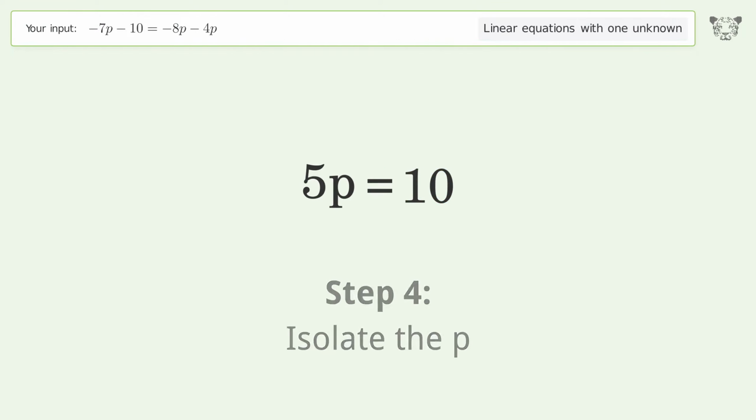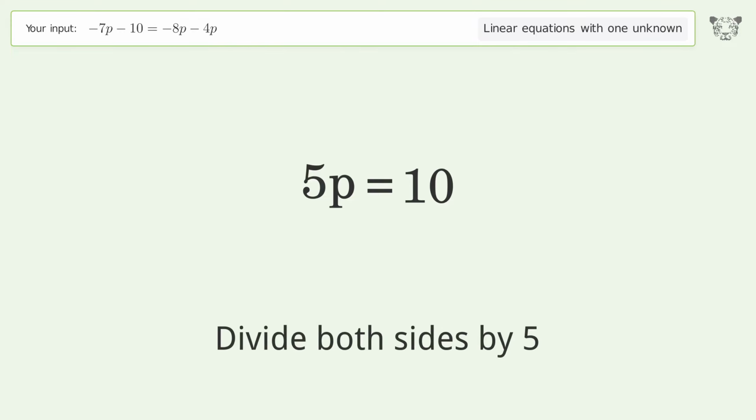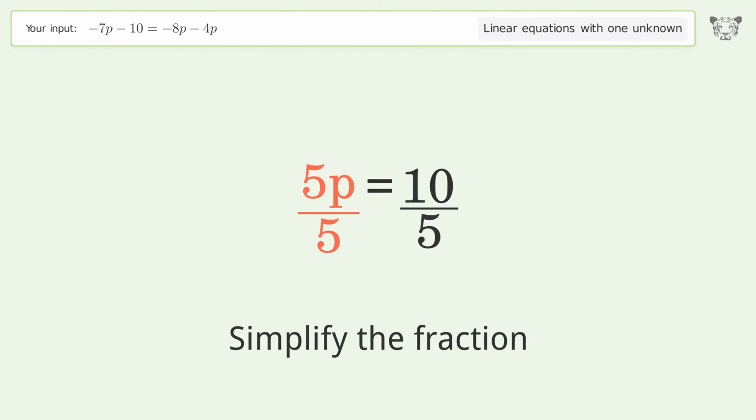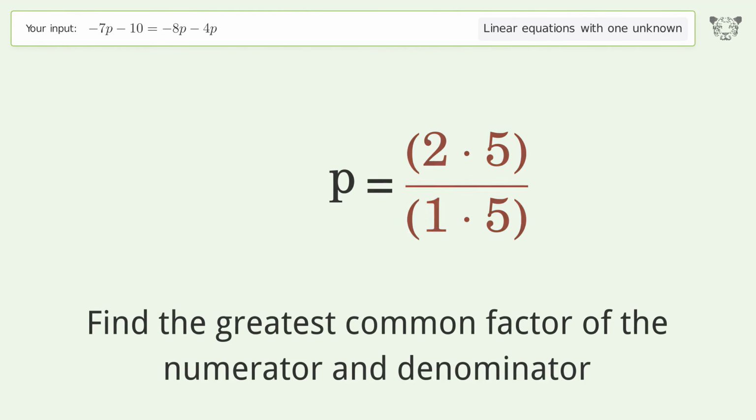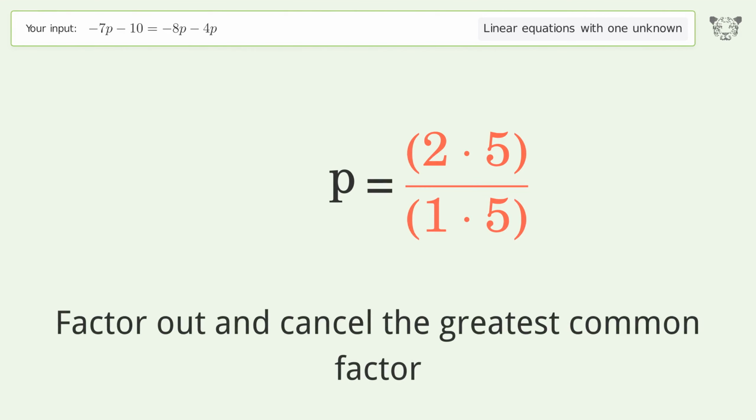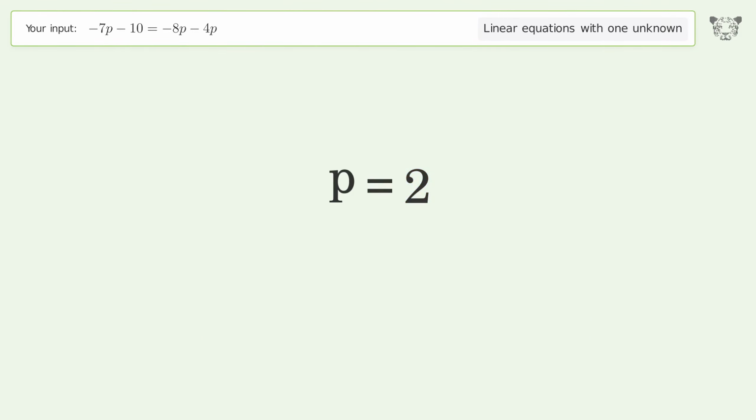Isolate the p. Divide both sides by 5. Simplify the fraction. Find the greatest common factor of the numerator and denominator. Factor out and cancel the greatest common factor. And so the final result is p equals 2.